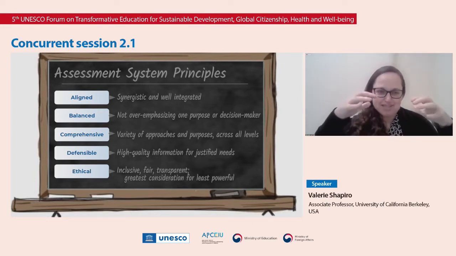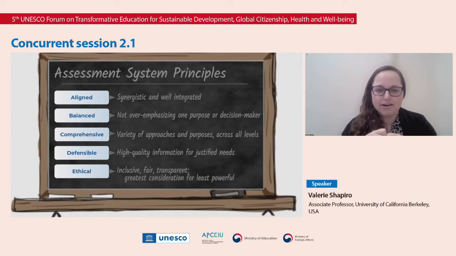And if we are thinking about what information we need at all of those different levels, then we go back up to say, well, we want it to be balanced. We don't want our assessment system to overrepresent one purpose or decision maker, but to consider the teacher as a decision maker, the educator, as well as the policymaker that might be leading the national agenda. And up further on this screen, we want the system to be aligned. If it's going to be effective and sustainable, it needs to be synergistic with curriculum and pedagogy and well integrated, not an add-on, but something that's well integrated and a part of educational practice.